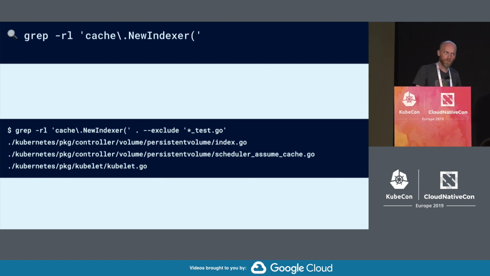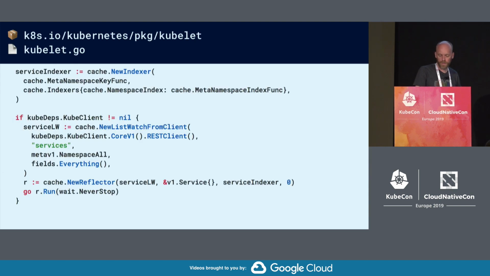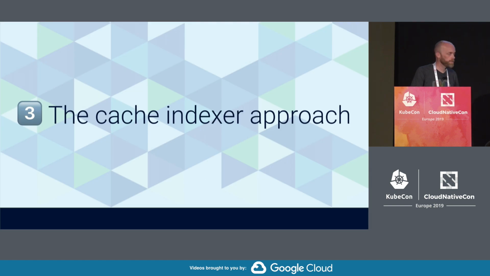So at this point, I'll go back to the grep scavenging tool and search the code base. And actually, not a lot of places are using the new indexer function. But the kubelet is, and if it's working for the kubelet, it's probably good enough for us. So we can look at that implementation. And here it calls new indexer, and it creates an index based on the namespace of the service, I think. And rather than go through this whole example, I'll just show you how we could update our script to take advantage of all of this technology, which is the cache indexer approach.